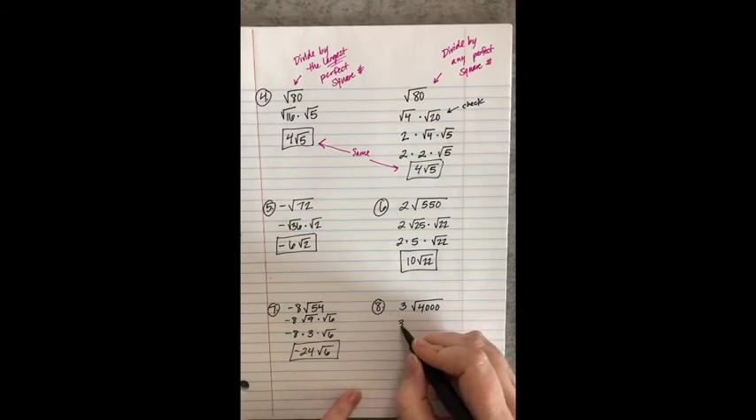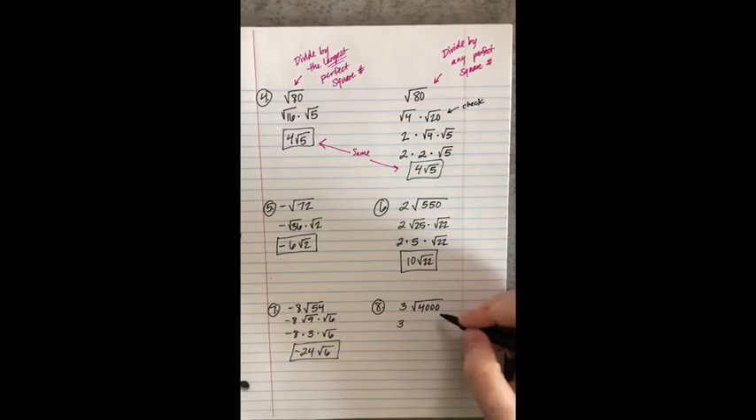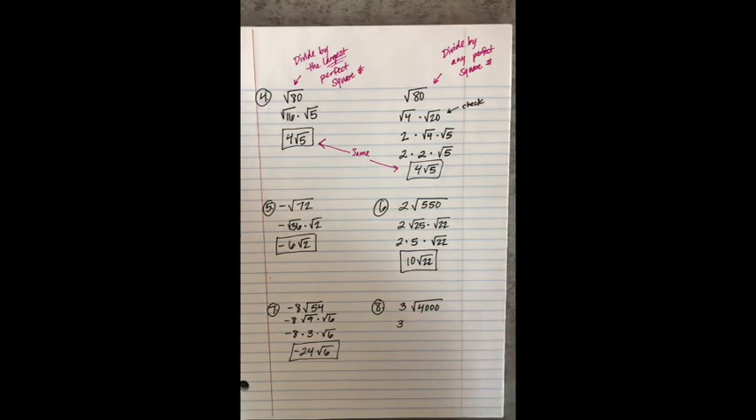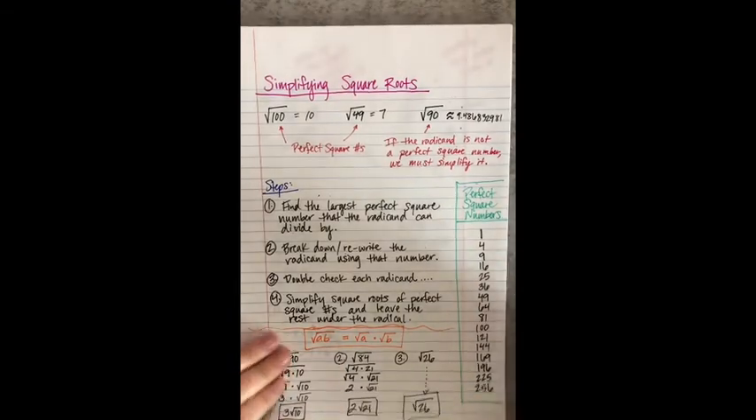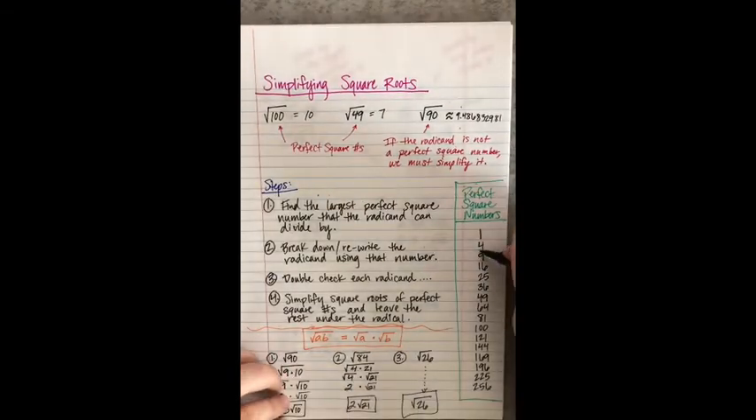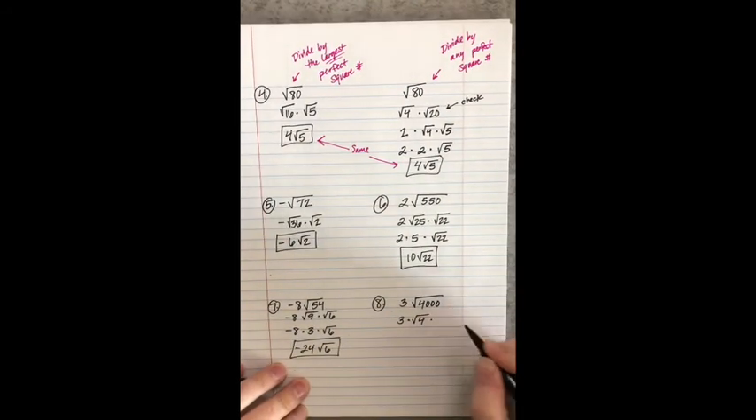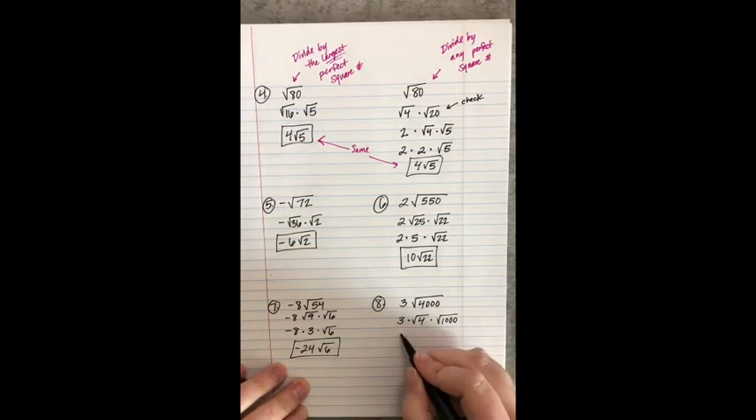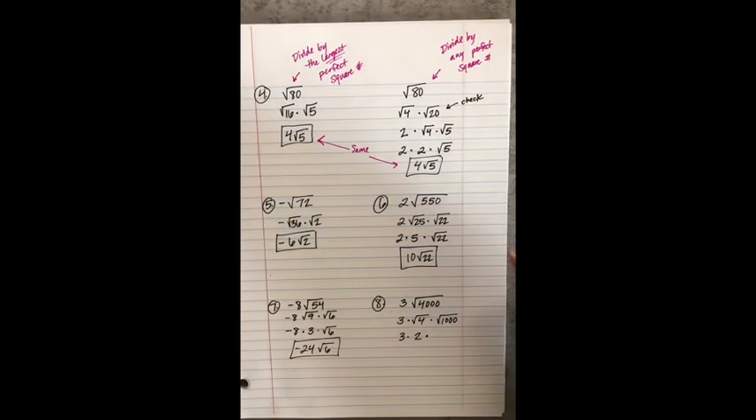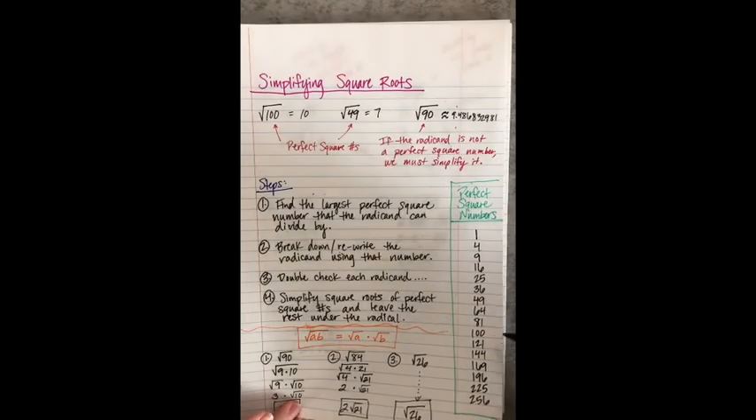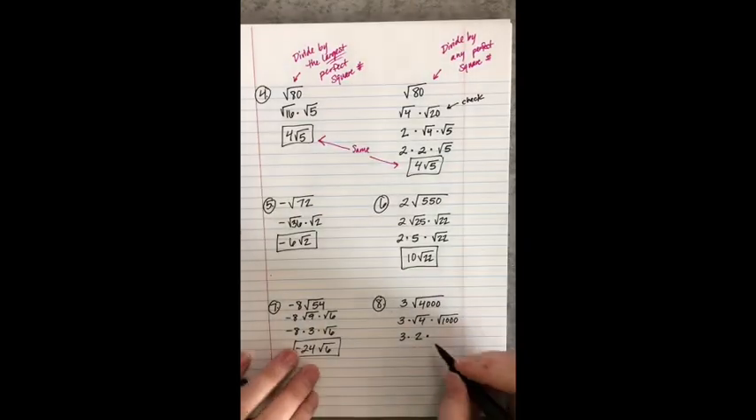Number 8, drop down that 3. Now, there might be a larger perfect square that's not on this list that fits into it, but right away, I know 4 goes into 4,000, so I'm just going to start there. Now, 4 times 1,000 is 4,000. Okay, square root of 4 is 2. 1,000 can definitely be broken down. I know that 100 fits into 1,000. 100 times 10 is 1,000.